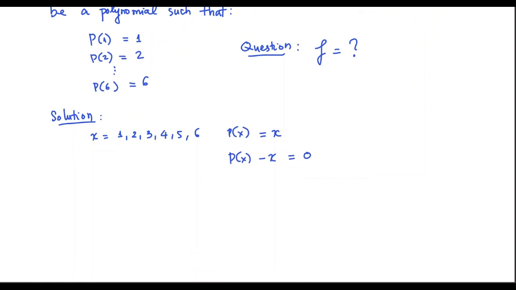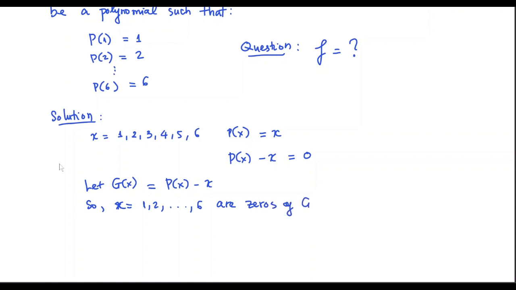Then we let g of x be another polynomial equal to p of x minus x. So p of x minus x is a polynomial g of x. Then we see that 1, 2, 3, 4, 5, 6 are zeros of g of x.